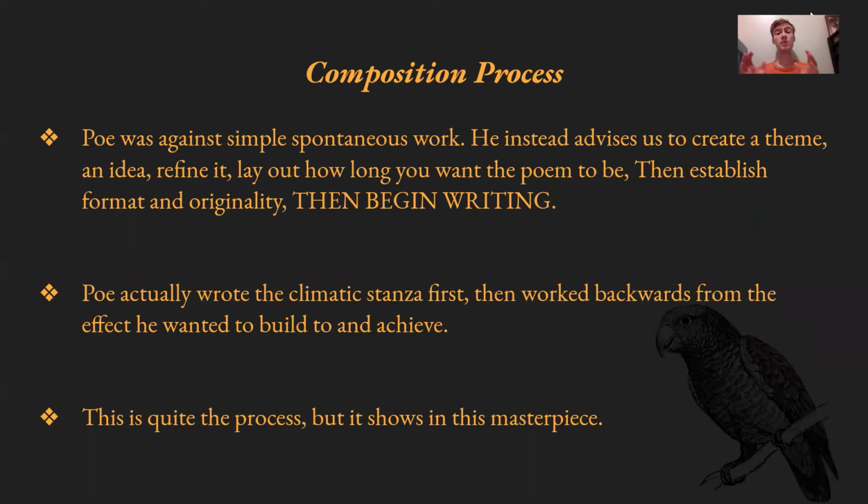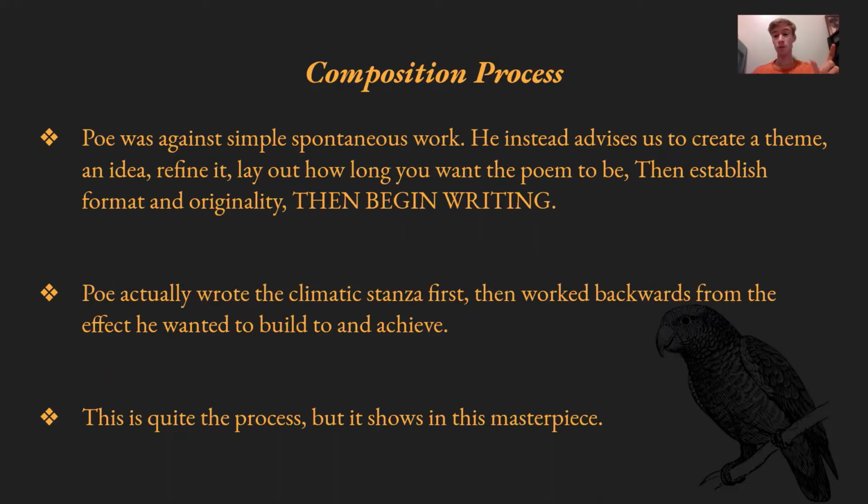So, the composition process that Poe followed. Poe was against simple, spontaneous work. He says that poets usually try to say that they have this flash of inspiration, but he says it's never actually that way, which kind of hit me in the gut a little bit. He said that instead, we should create a theme and then an idea, refine it, and lay out how long we want the poem to be.